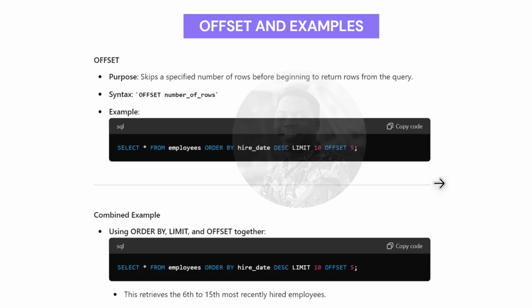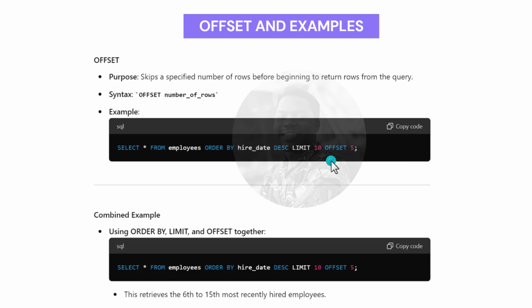Now we have another one called the offset. What offset does is that it skips a specific number of rows. Take note, it skips a specific number of rows before beginning to return rows from the query. So once we use the offset keyword, offset and then the number of rows you want to skip. For example, in this case, we have here limit 10, and then we are limiting 10 and then we are offsetting 5.